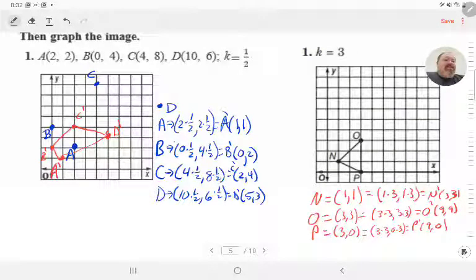All right, now I can plug it in and see where it is. So I have 3, 3, which would be right here. And that's going to be N. And then I have 9, 9, which is right here. And then I have 9, 0, which would be right here. And that would be my figure. You can see that it's still in the same area. It's just 3 times as large. So we just did a scale factor 3 times as large.